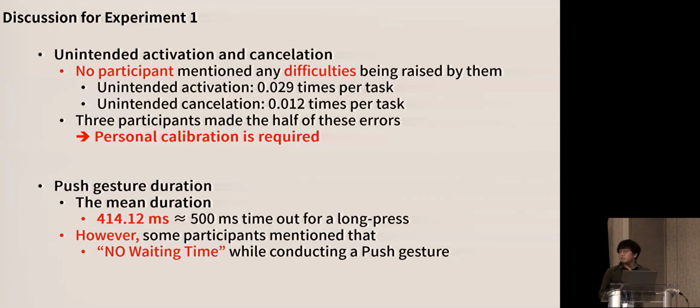And there are some discussions for this experiment. Though participants mentioned difficulties raised by the unintentional activation or cancellation of the operation, these actually happen about 0.03 times and 0.01 times for each task. And most of the errors occur with some participants, so precise personal calibration may reduce these errors.